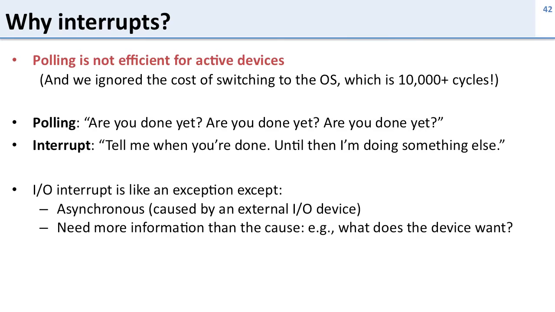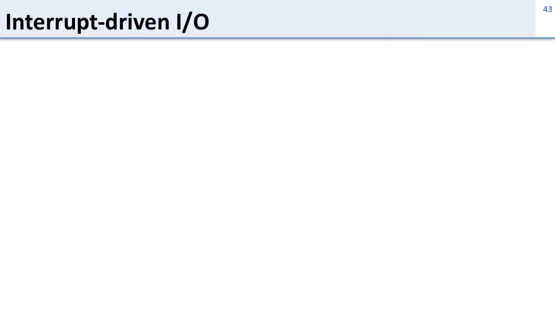So an I/O interrupt is just like the exceptions that we looked at before. It's asynchronous because there's an external I/O device which is saying, hey, I've got a network packet, now I need to interrupt. And you also need more information than just the interrupt. So if you get an interrupt from a network device, you need to find out what does it mean. Does it mean you have data, or it's done sending the data, or there's an error, or what is going on? So let's take a look at interrupt-driven I/O.